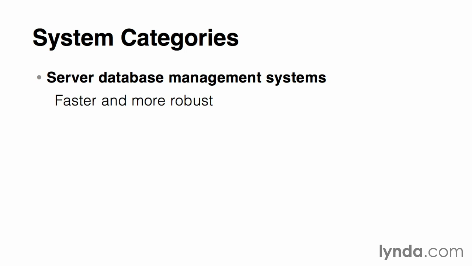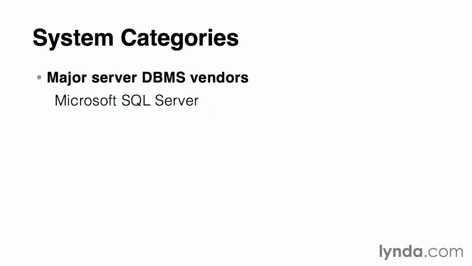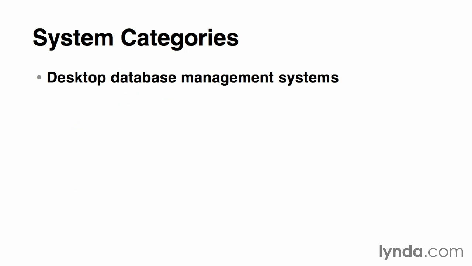The server variety tend to be more robust and are able to handle more simultaneous users and are capable of faster reads and writes to the underlying data tables. Some of the major players in this space include Microsoft SQL Server, Oracle, IBM's DB2, PostgreSQL, and MySQL. PostgreSQL and MySQL are both open source projects, which are free to install and use. MySQL specifically has found widespread adoption on the web, powering sites based on the WordPress, Joomla, and Drupal content management systems, among others.